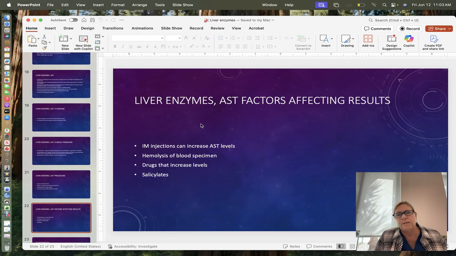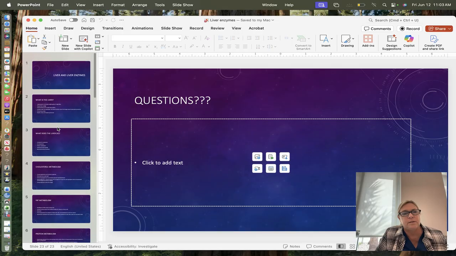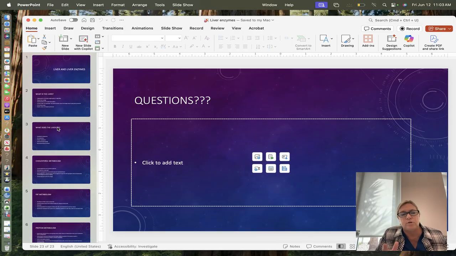Liver enzymes, AST, factors affecting results. IM injections, when we give intramuscular, that can include a flu shot, can increase levels. Drugs that increase levels: salicylates like aspirin, hemolysis, and also don't forget alcohol intoxication. Okay, so that's it. Please know the levels, know the certain things that can increase, and that's it.